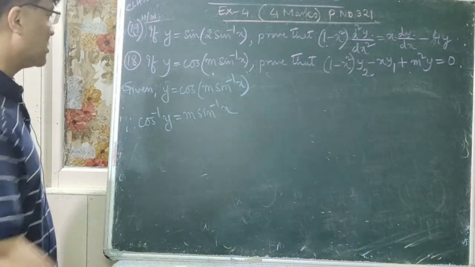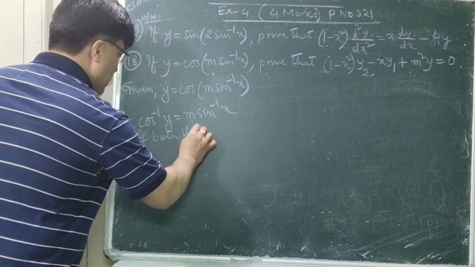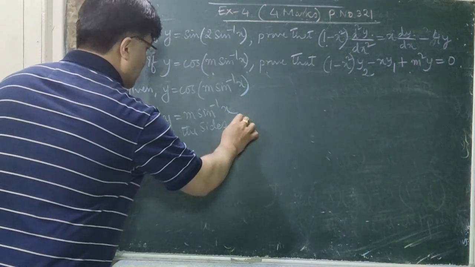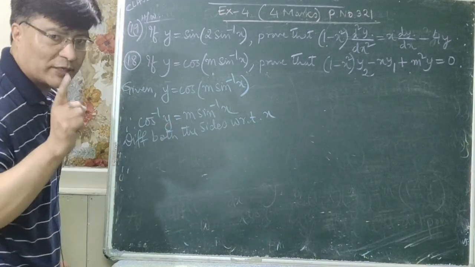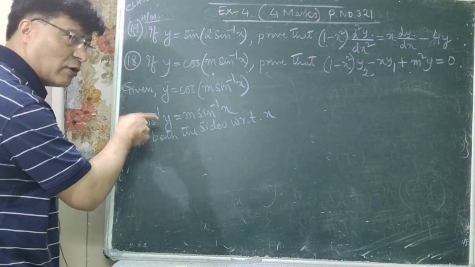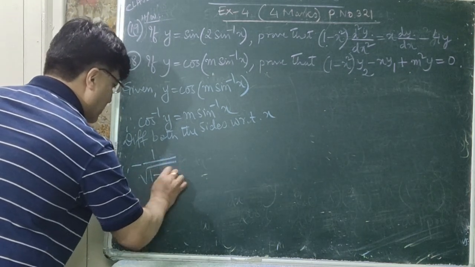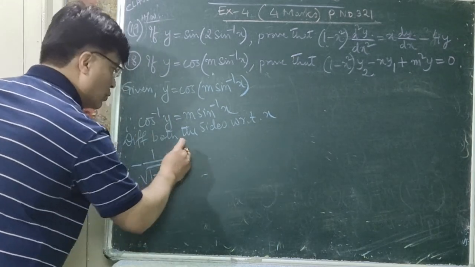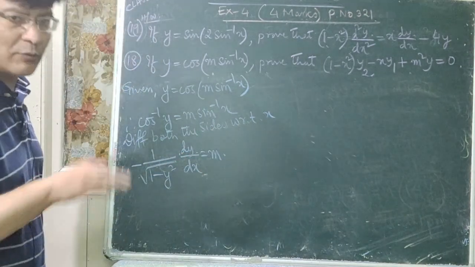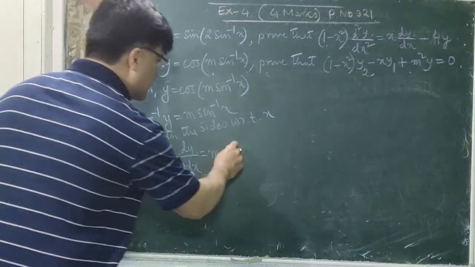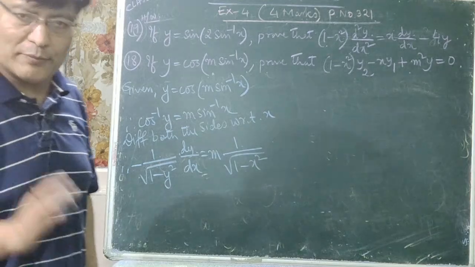Now you can differentiate both the sides with respect to x. So differentiating both the sides with respect to x, what is the differentiation of cos inverse y with respect to x? First of all, it is in the form cos inverse x. What is the differentiation of cos inverse x? Minus 1 upon root over 1 minus y square into dy by dx is equal to m into, now differentiate sin inverse x with respect to x. What is it? It is 1 upon root over 1 minus x square. So I think you have understood it.